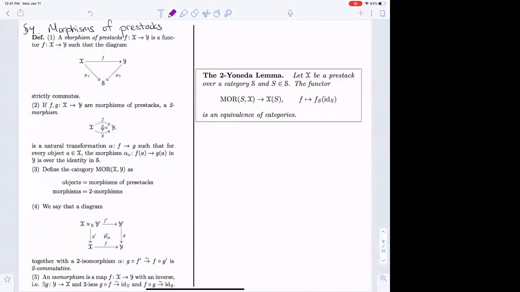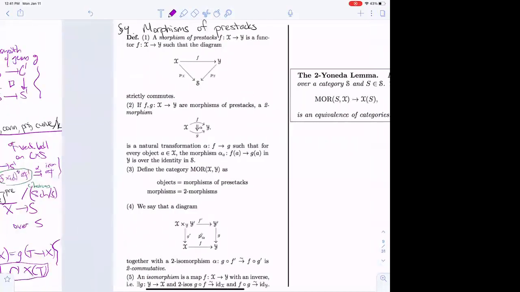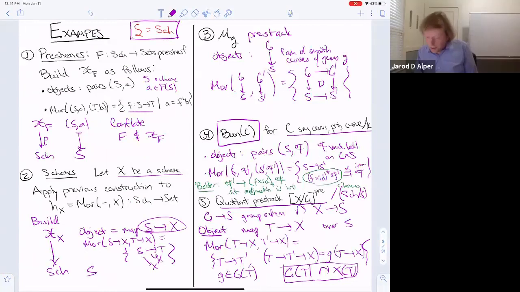Would you mind saying in words what the set of morphisms is on the previous slide? In words, yeah. A morphism from a map T to X to a map T prime to X is the data of a map from T to T prime, and then an element g of G of T. In other words, a map from T to G, which takes one of the compositions to the other one.